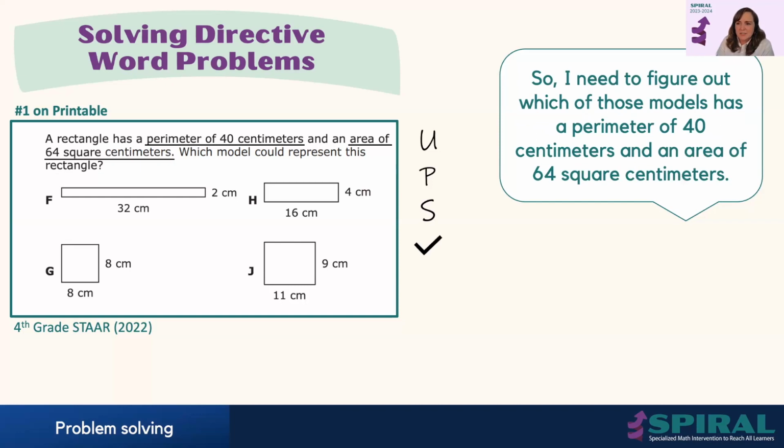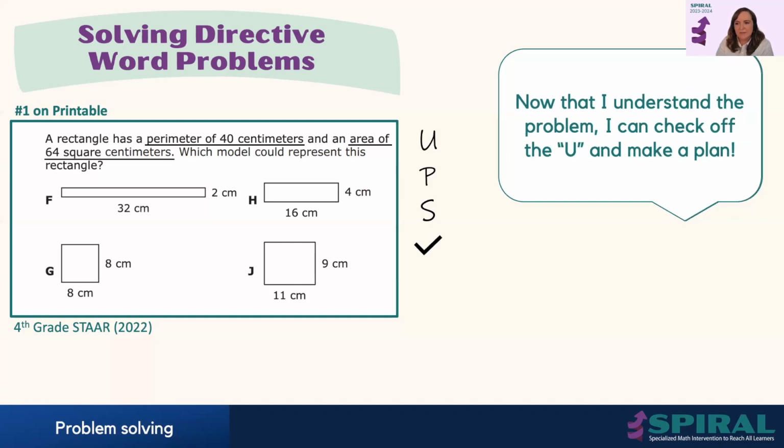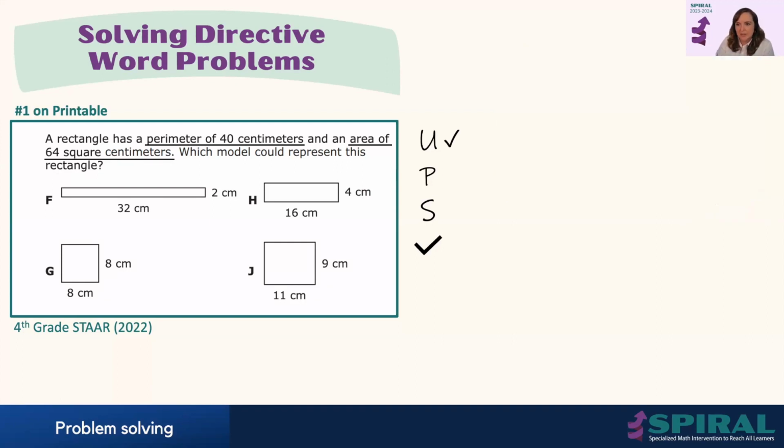So as I continue, I think, well, I need to figure out which of those models or which of those shapes has a perimeter of 40 centimeters. So maybe I want to keep that top of mind. So I'm going to underline that. And then I also need to figure out which of these has an area of 64 square centimeters. Again, I want to keep that top of mind. So I'm going to underline that. And at this point, I feel like I have a pretty good understanding of what I need to do in this problem. So I'm going to go ahead and check off that U, and then I'll move to the P of UPS check, which is to make a plan.